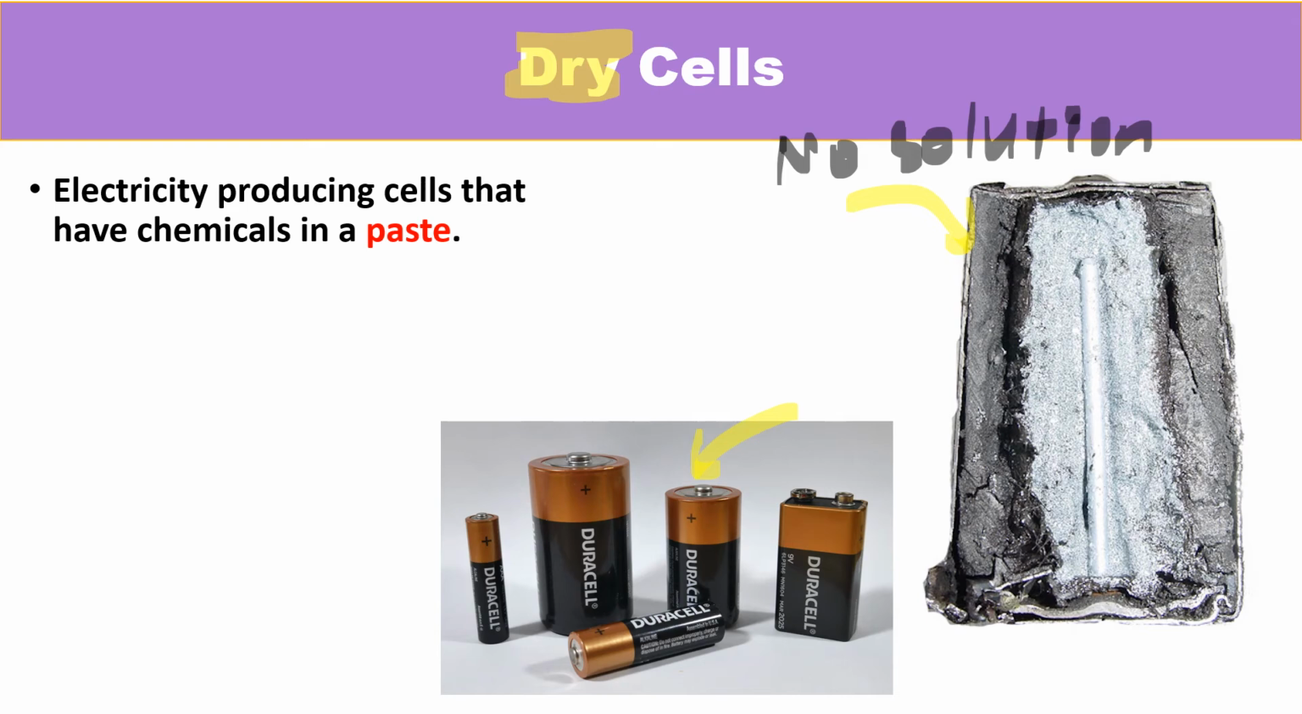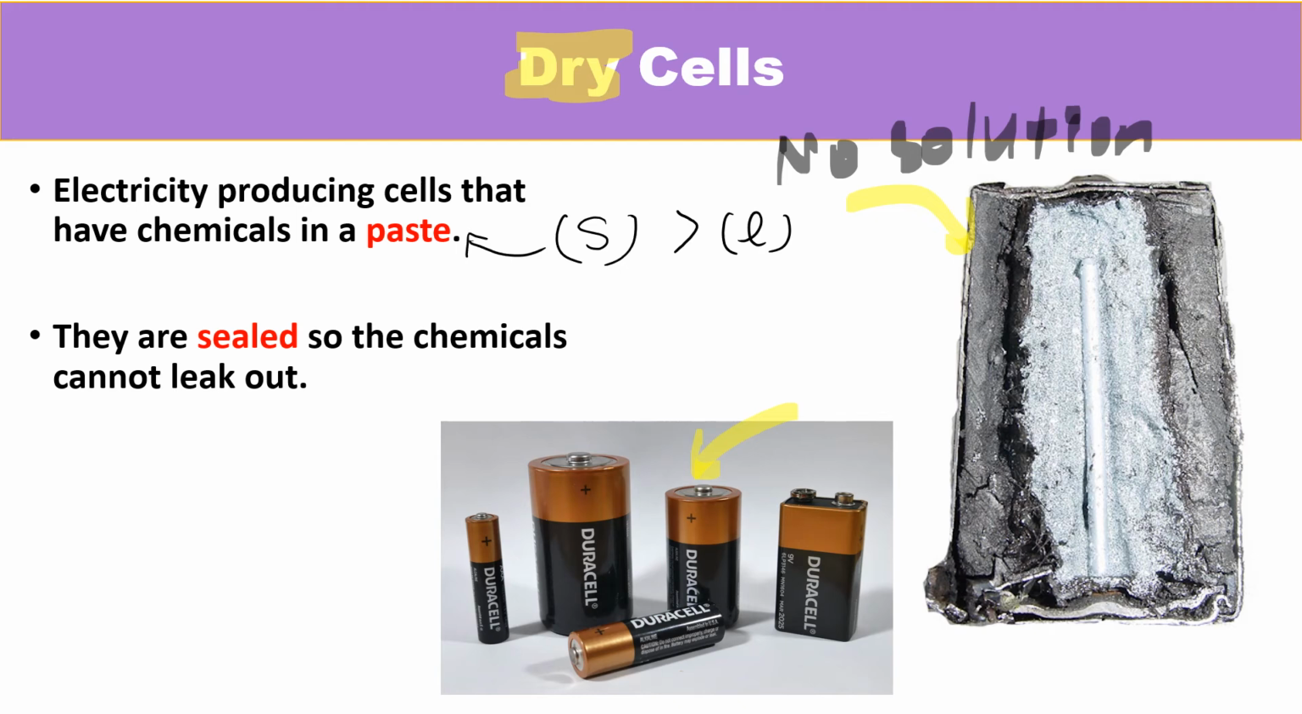Electricity producing cells that have chemicals in a paste. Paste is, think about it, more of a solid than a liquid, but it's still flowable. So think about lava, and think about syrup, if you will. They are sealed so the chemicals cannot leak out.